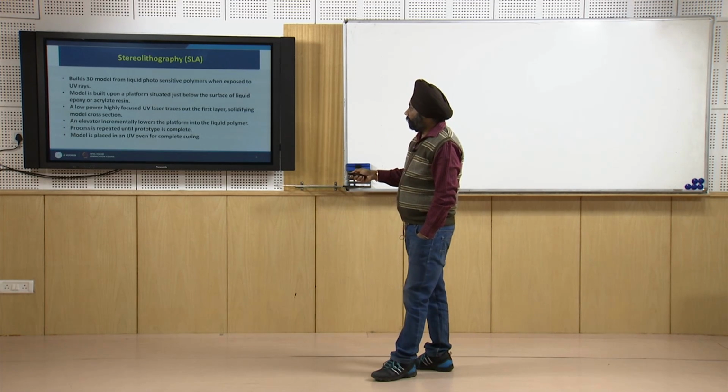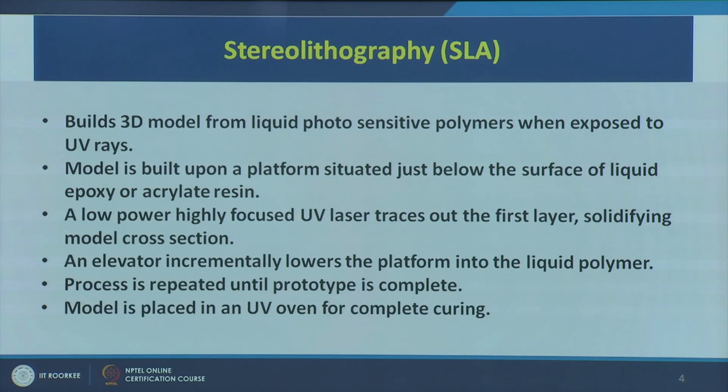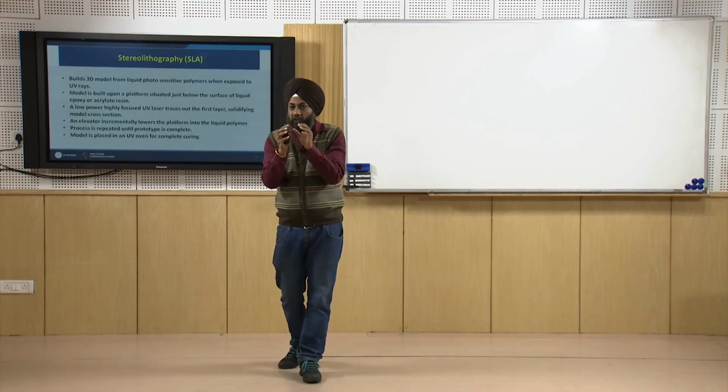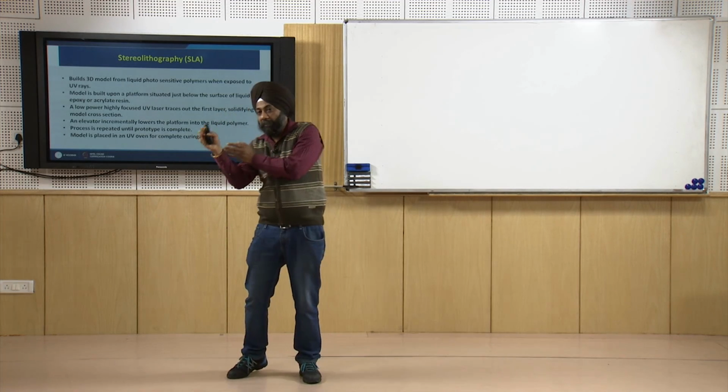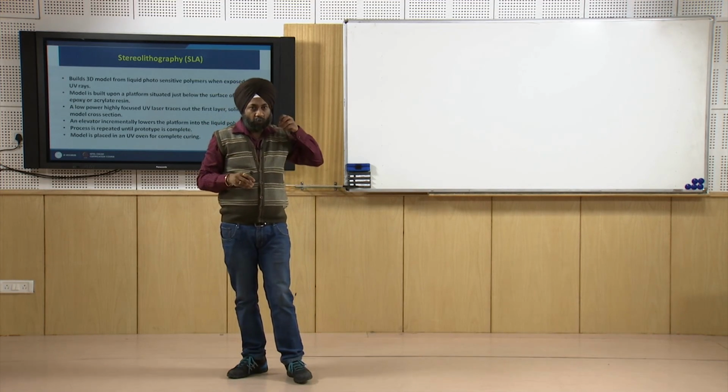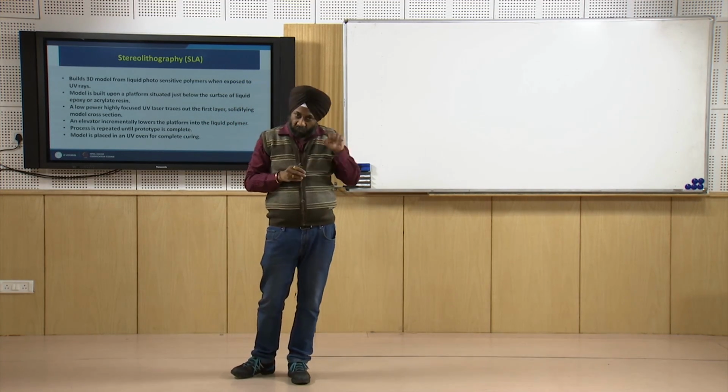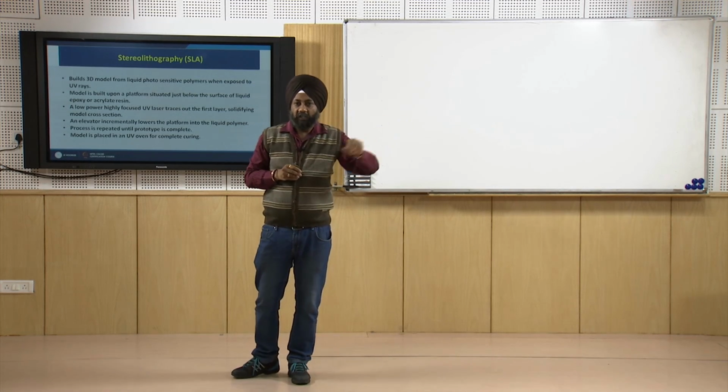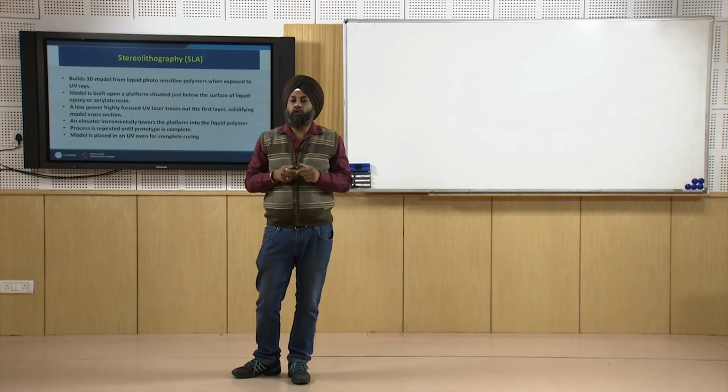So a low power highly focused UV laser traces out the first layer, solidifying the model cross section. An elevator incrementally lowers the platform into the liquid polymer. The process is repeated until the prototype is complete. The model is placed in a UV oven for complete curing. So sometimes we may get a solid model, but the polymer may not have cured completely. So we will take this model out of the rapid prototyping machine or a stereolithography apparatus and put it in the UV oven for the complete curing of the model.